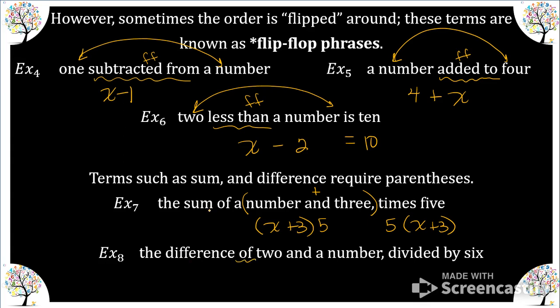Okay, and then we have the difference of. The difference of, and you can see the word of will be an indicator, 2 and a number. And because we have a second operation and we're using difference of, just like sum of, we have to use parentheses. So the difference of 2 and a number, and then divided by 6. And I'm going to say this whole thing is divided by 6. Now, since we use this long division bar, it would have been okay if we didn't put parentheses, because this long division bar indicates that we do this before we divide. So either way is okay.